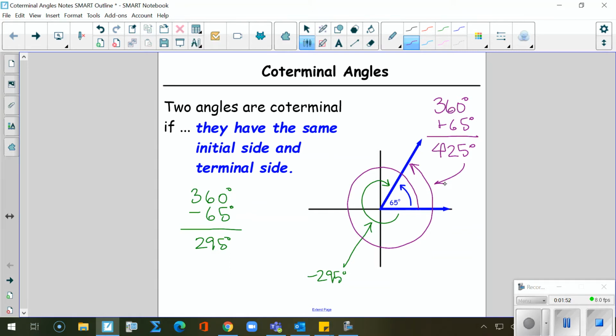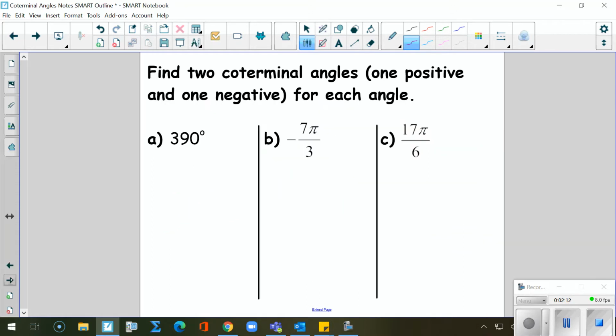But wait, there's more. There are infinitely many coterminal angles that share the same initial side and same terminal side. So we will be asked a variety of questions. Just read the directions and apply what we're doing accordingly. For example, here we're asked to find two coterminal angles, one that is positive and one that is negative.